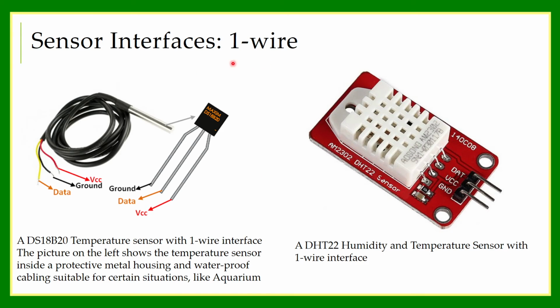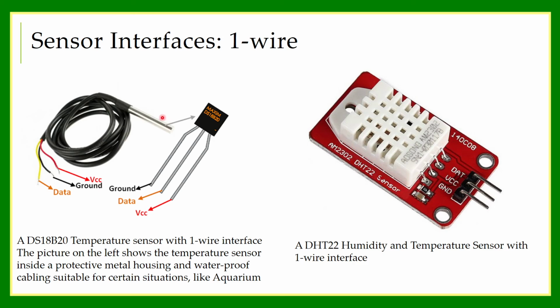This is another type of interface called one wire. The benefit of this sensor is you need only one wire, and of course ground is needed. This single wire can carry the required voltage, the VCC, and it can also carry the data. Some sensors have these three different pins. For example, on the left you can see a type of temperature sensor widely used in aquariums and other places where the sensor needs to be submerged in liquid or water.